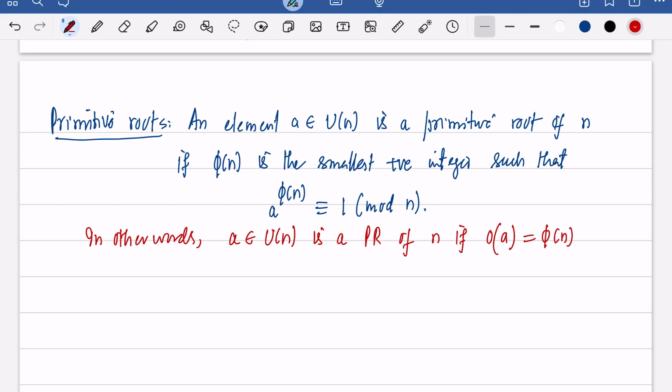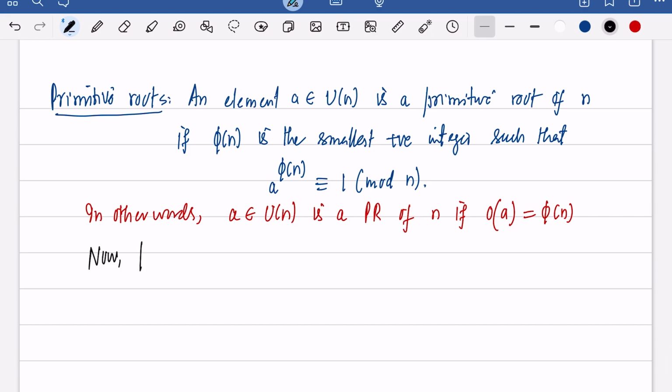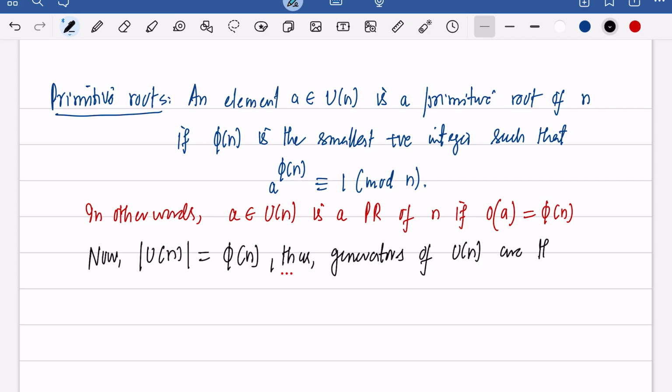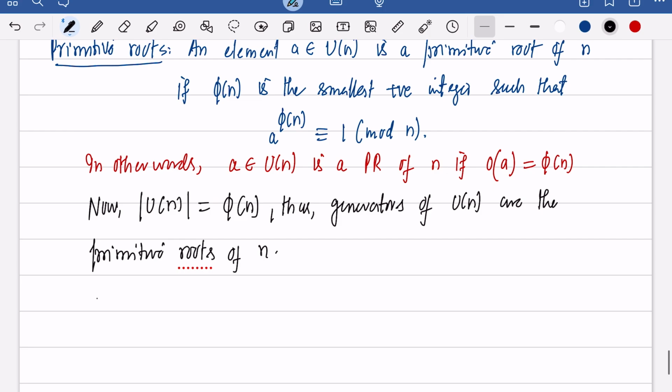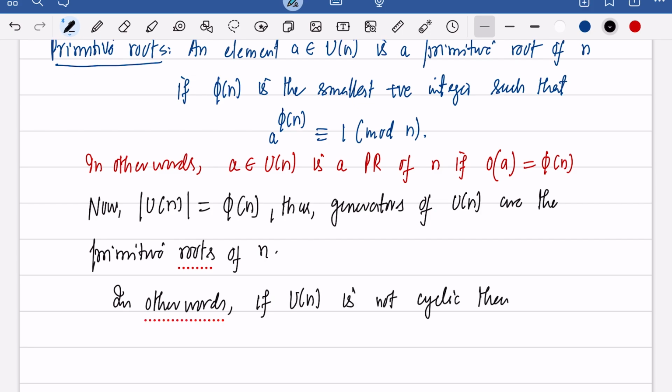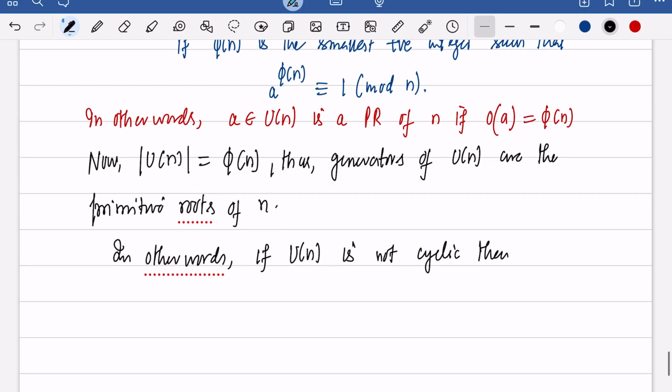Now we can define it again in another way. So what is the order of Un? The order of the set Un, by definition, is equal to phi(n). Now we call an element of Un a primitive root if it has order equal to phi(n). So thus generators of Un are the primitive roots of n. In other words, if Un is not cyclic, then from group theory we know that it cannot have an element of order phi(n), then n has no primitive root.